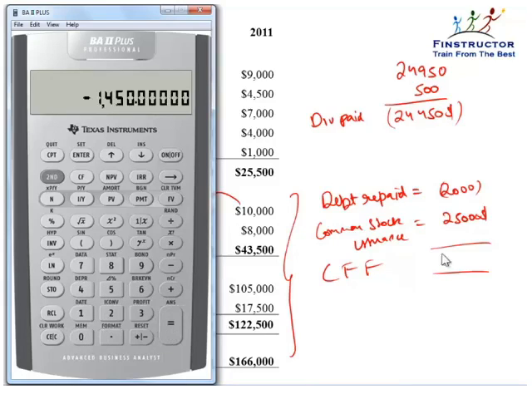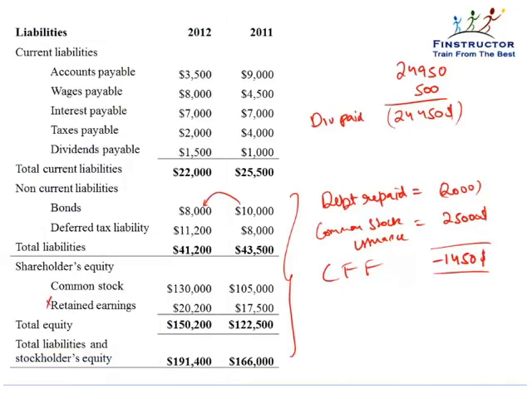equaling minus $1,450. So we've calculated all the three cash flows: the cash flow from operations first using two methods, the cash flow from investments and the cash flow from financing. We can sum these three and now verify that the sum should equal the change in cash.